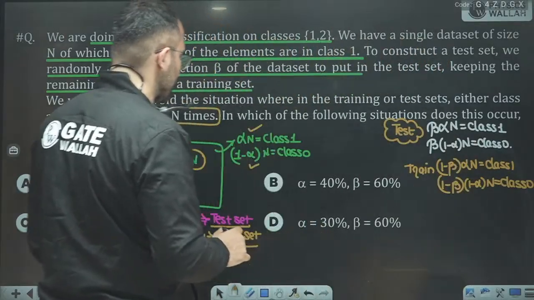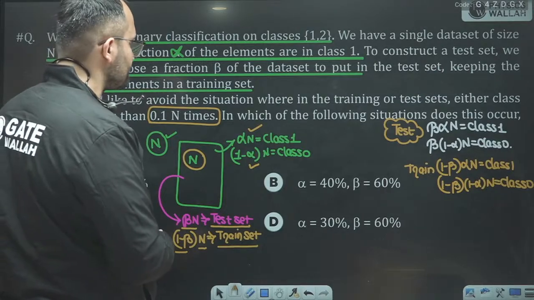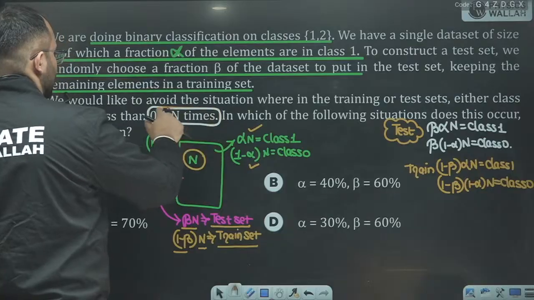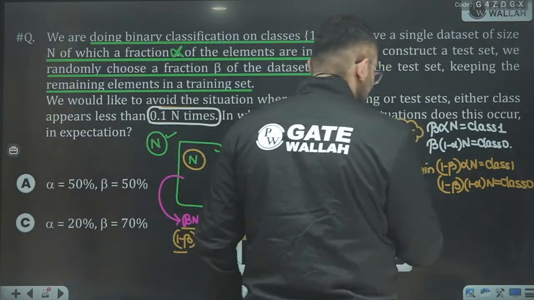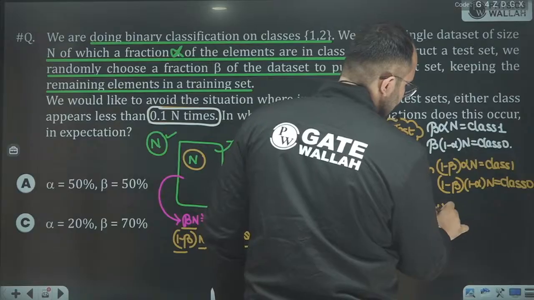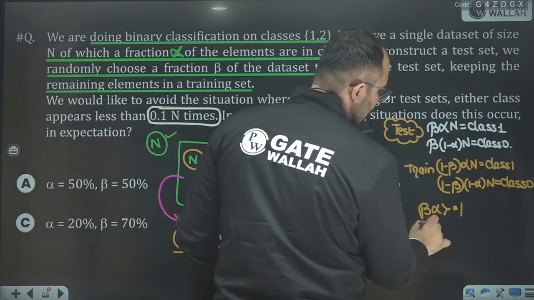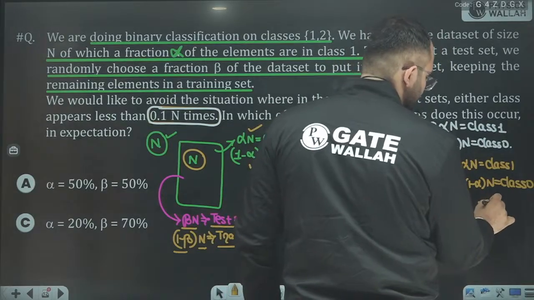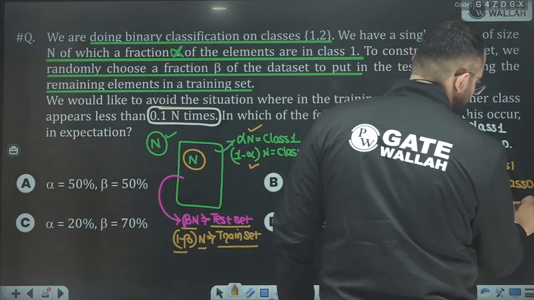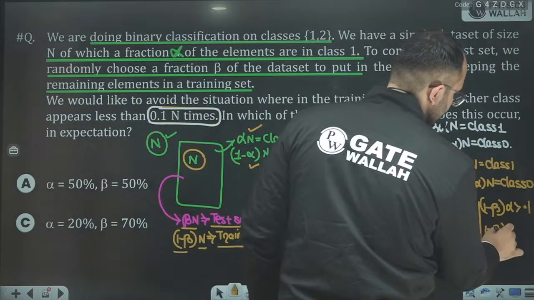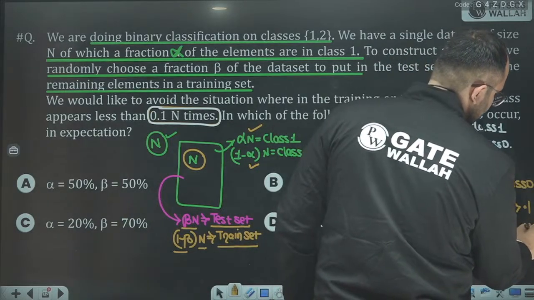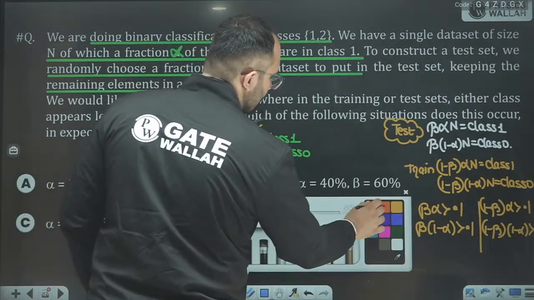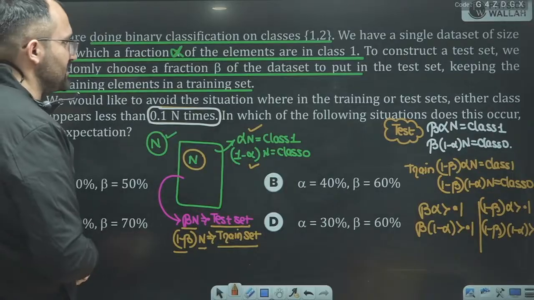We have test and the training set. Now, we want that the number of points should not be less than 0.1 n times, means we can say that beta into alpha should be greater than 0.1. Beta into 1 minus alpha should be greater than 0.1. Similarly, 1 minus beta into alpha should be greater than 0.1. 1 minus beta into 1 minus alpha should be greater than 0.1. So these are the 4 conditions we need to check. Now, in which case is this following?